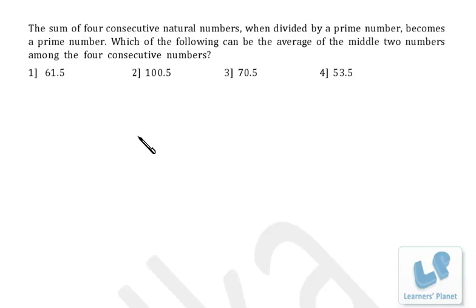Now friends, let's try this problem. The sum of four consecutive natural numbers when divided by a prime number becomes a prime number. Which of the following can be the average of middle two numbers among the four consecutive numbers?